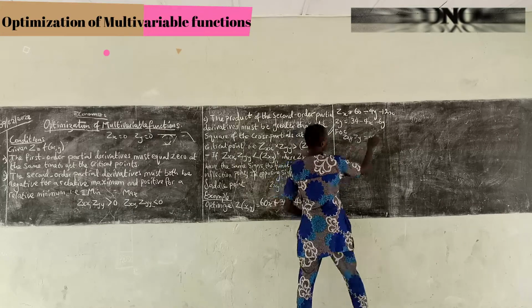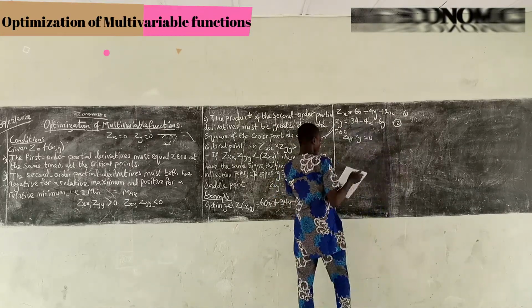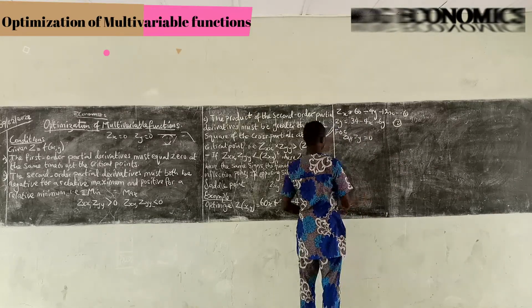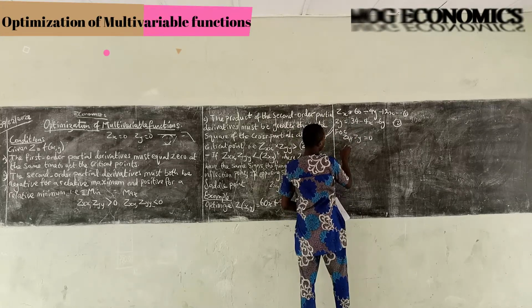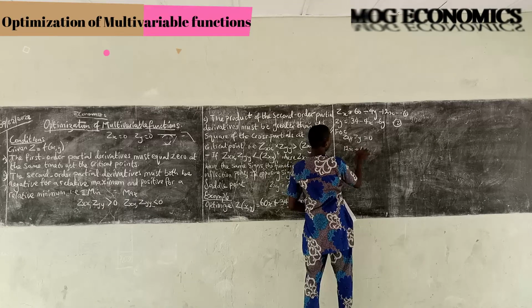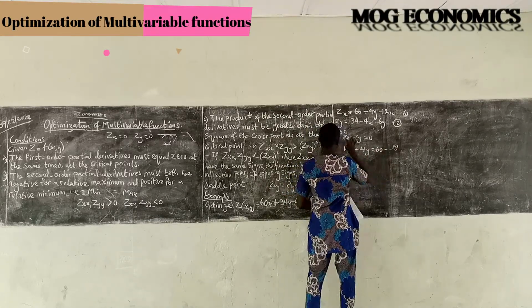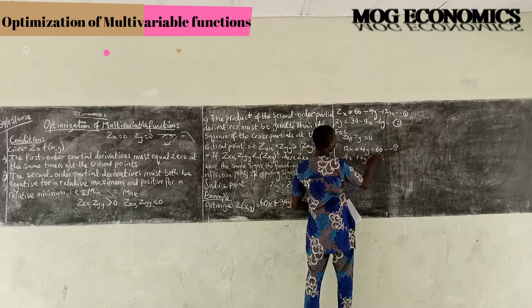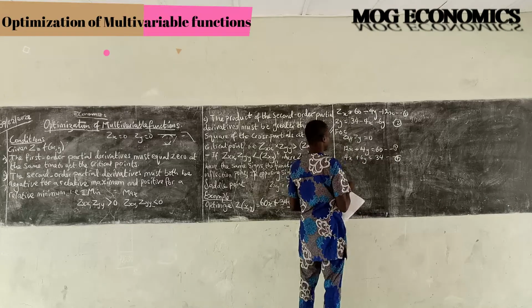Okay, so when you do that, let me call this equation 1, equation 2. So equation 1 is 60 minus 4y minus 12x, and equation 2 is 34 minus 4x minus 6y. When you set this to 0, it becomes 12x plus 4y equals 60. That's equation 3. And when you set this one to 0, you'll have 4x plus 6y equals 34. That's equation 4. Okay, now you can just pick any of them.